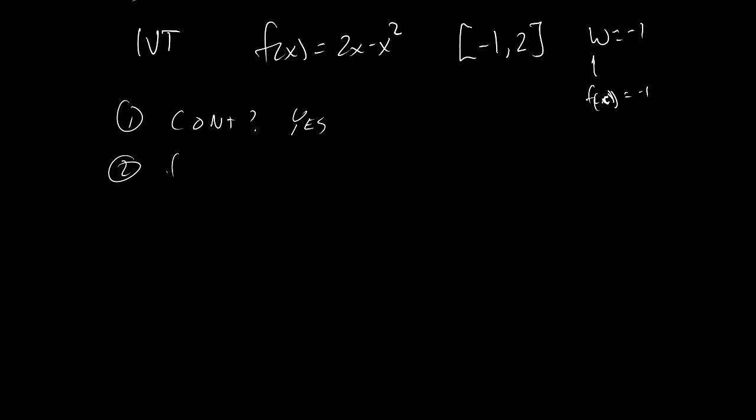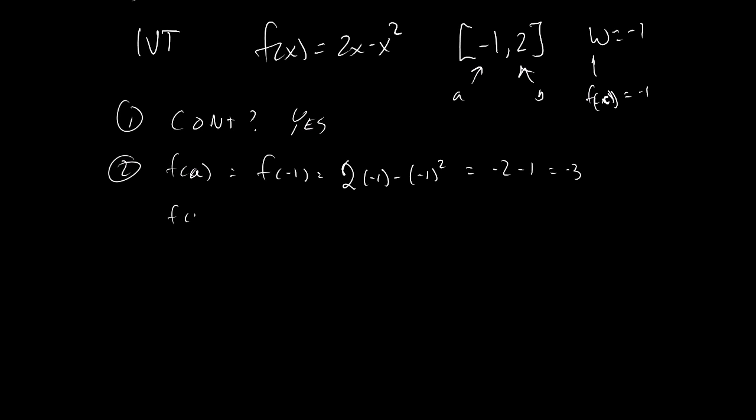Step 2, I need to find my f of a. So I take my a value, this is my a value, this is my b value, plug it in, and I get 2 times -1 minus -1 squared. So I have -2 minus 1, which is -3. Then I find my f of b value, so that'd be f of 2, which is equal to 2 times 2 minus 2 squared, which is 4 minus 4, which is 0. And then I have my f of c is equal to -1.